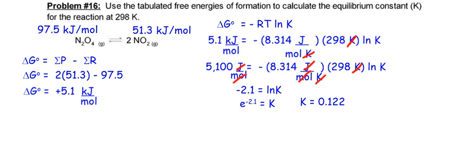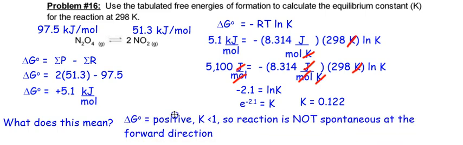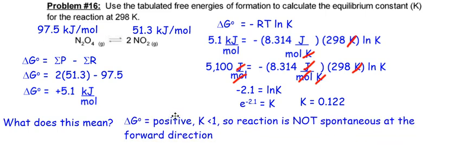So this is always what you need to be considering. What does this mean? Well, delta G is positive. Knew that. K is less than 1. Knew that. That is very consistent. So the reaction is what? Not spontaneous in the forward direction. So what does that mean? It favors the reactants. So you're going to have more N2O4 than you do NO2.